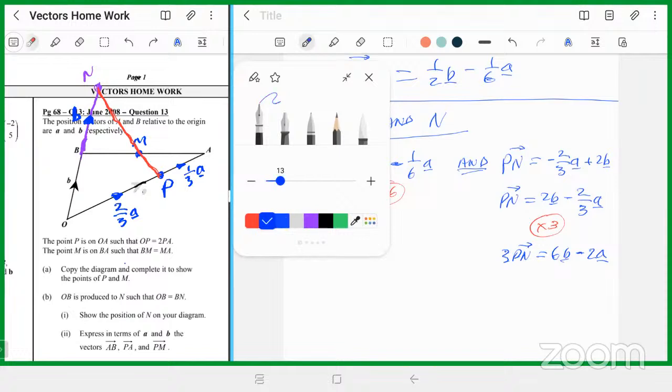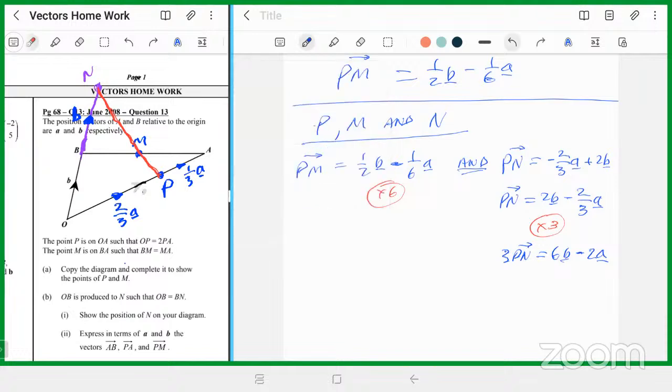So I multiply this by the 6. Remember, I multiply this by the 6 first. You get 6pm equal, I multiply this by the 6, I get 3b. Multiply this by the 6, I get minus a. So I have these two now. I'm comparing these two now. I want them to become equal. So what do I do next to get them to become equal?